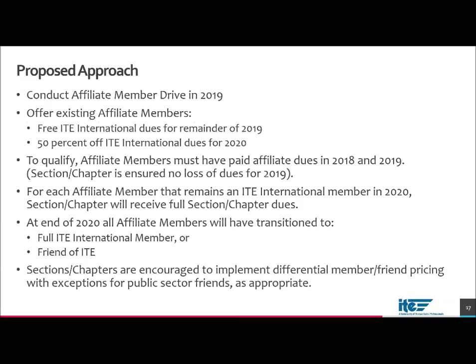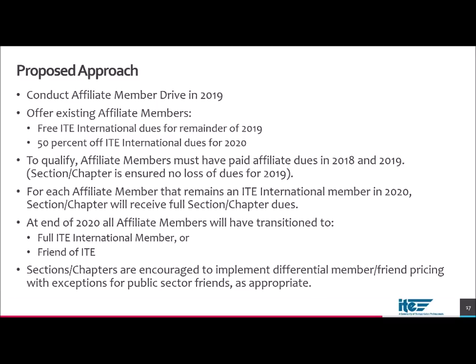And so our proposal is that we would conduct an affiliate member drive starting next year. Beginning in 2019, ITE International would offer full membership to those members who have been affiliates at the local level. We would offer them full membership in 2019 for free. This is very similar to what we do with student members. Student members do not pay dues, but we give them ITE membership, they start to get the ITE Journal, and they have access to certain ITE resources, so they can start to see what the value of ITE membership is.